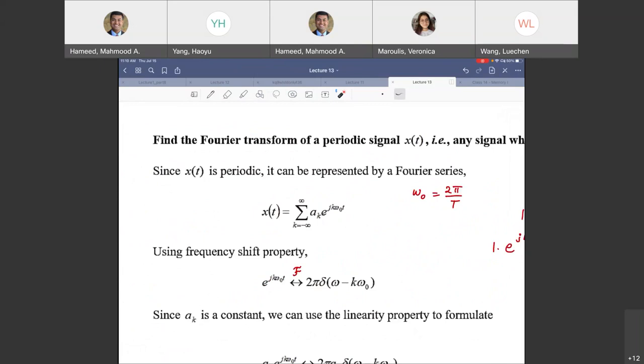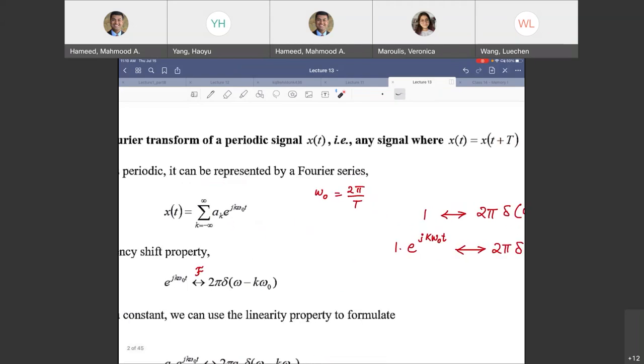So what am I going to do? I'm going to first consider x of t as a summation of its projections onto an orthogonal set of functions. So I have x of t, which is periodic, and I'm expressing that as an exponential Fourier series with coefficients, summation over all k, a_k e to the jk omega naught t. We have seen this before, where omega naught is what? 2 pi divided by T, where T is the time period of the periodic signal x of t.